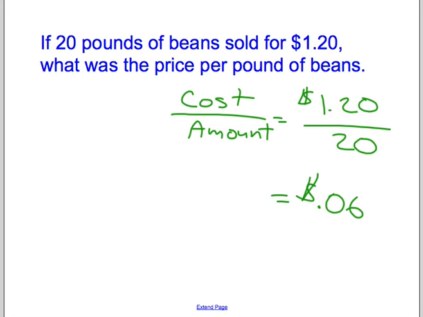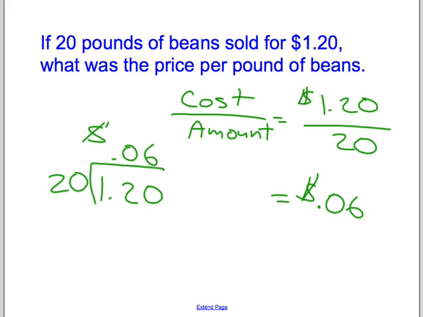Wait, so then wouldn't we move our decimal over? We're dividing by 20. We're not dividing by $1.20. So your decimal will stay where it's at. So it'd look like this. So if you actually divide it, 20 will not go into 12, but it would go into 126 times. So it's 6 hundredths, and that is 6 cents. Super easy. Cost over the amount. Don't get that turned around. There's no reason to get it turned around. It's cost over the amount.